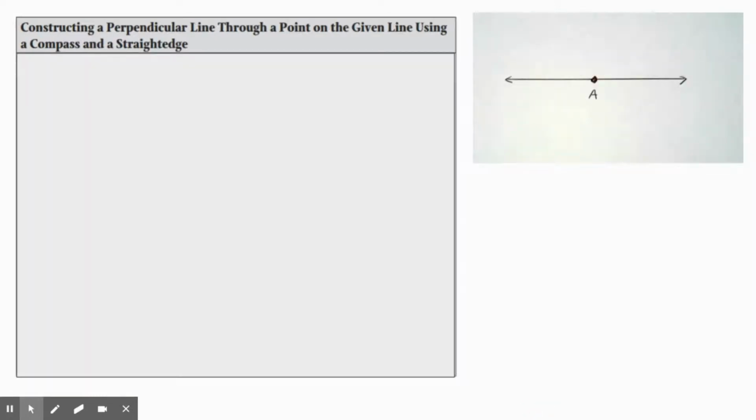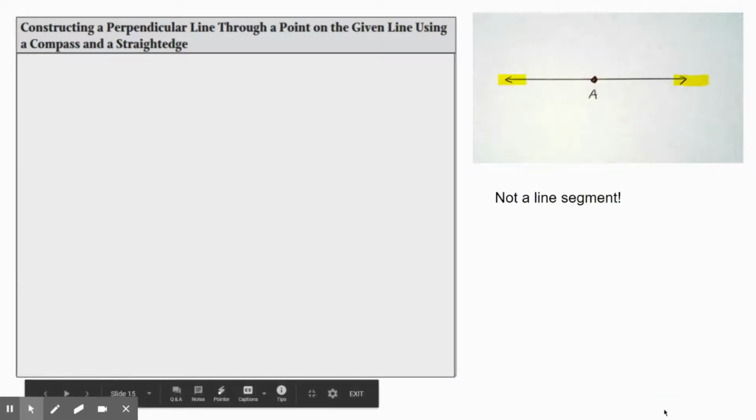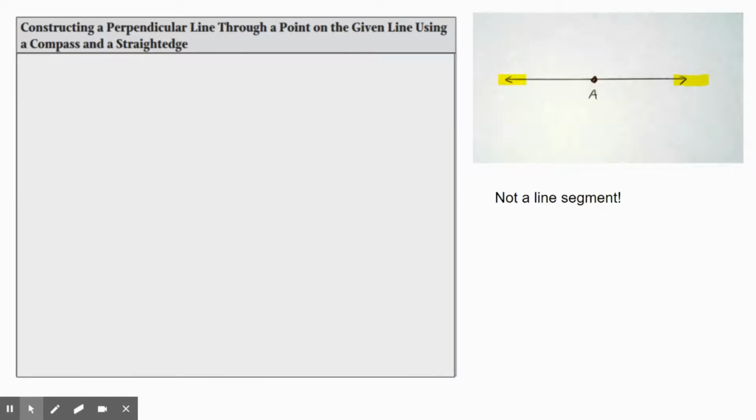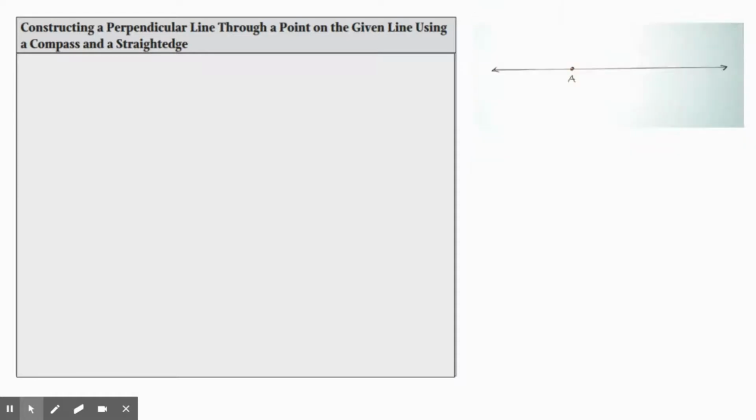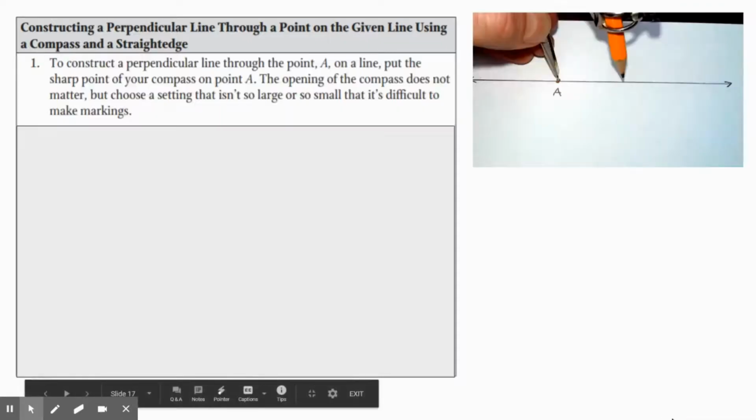The next construction is we're going to take a line, and I need you to see that. It is definitely a line. I have arrows on both sides, so it is not a line segment. I think this is a better drawing than the last one because people will have a tendency to try and bisect or use the ends of the arrows. But notice how A is definitely on one side of this line, but technically it goes on forever in both directions, right? But this is what you want to do first.